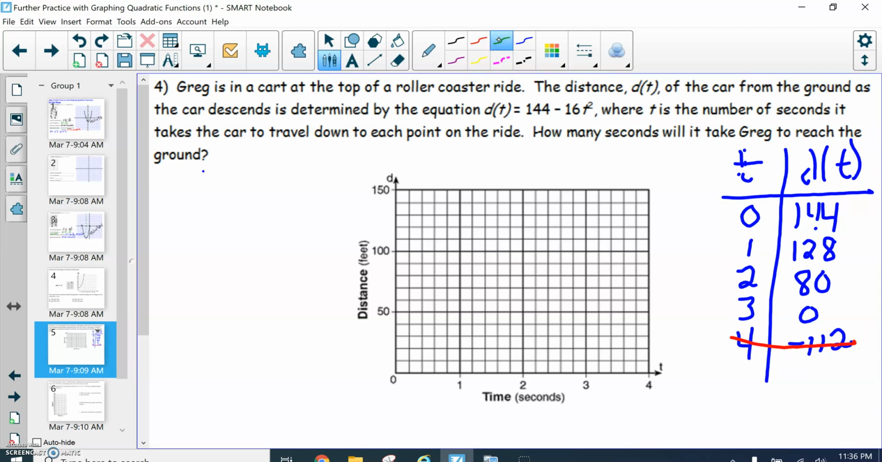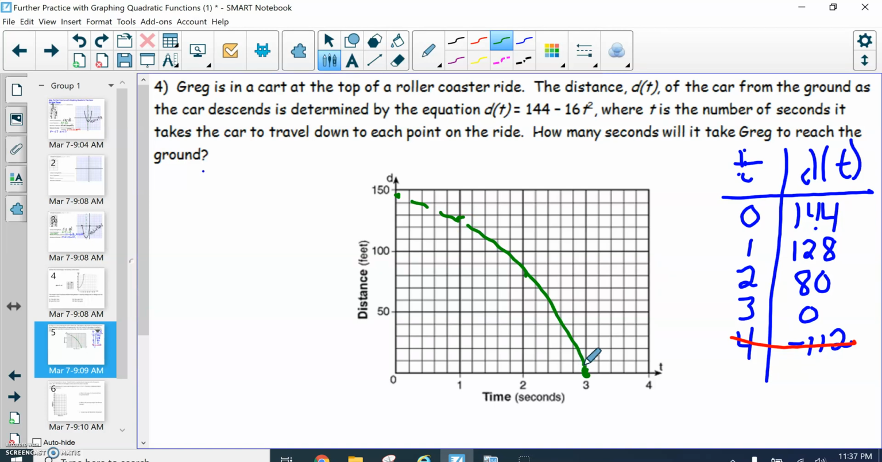Okay, so when you go to graph these points, be careful, all right, because the y-axis, you'll notice the scale is going up by tens. Okay, so we got 0, 144, 1, 128, 2, 80, and 3, 0. Okay, so you'll see it's part of a parabola.